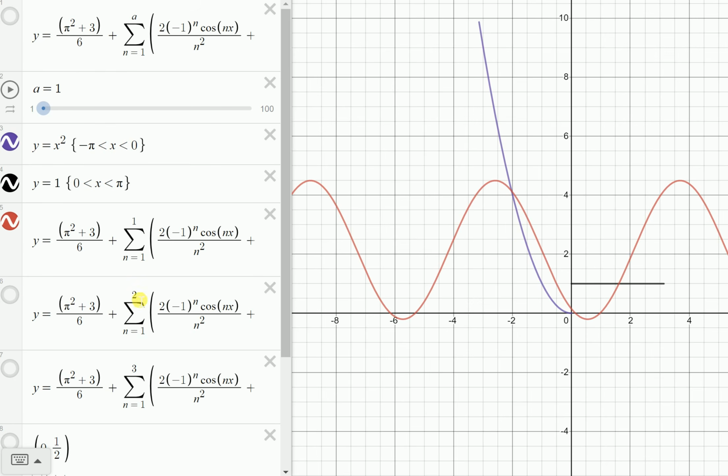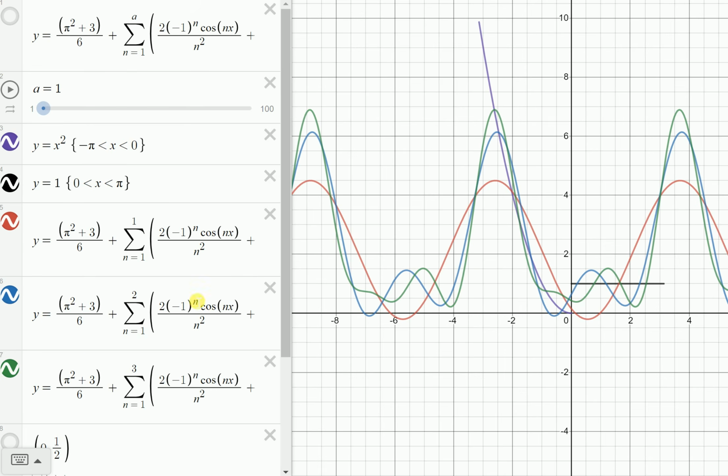So what if I took two terms? If I took two terms and I look at that graph, I get this blue graph, and it looks a little bit better than the red graph, like at least it's following this parabola a little bit better, but still not great. What about if I took 3 terms? If I take 3 terms, I get this green graph, and it still doesn't look great, but it's getting a little bit closer to the parabola.